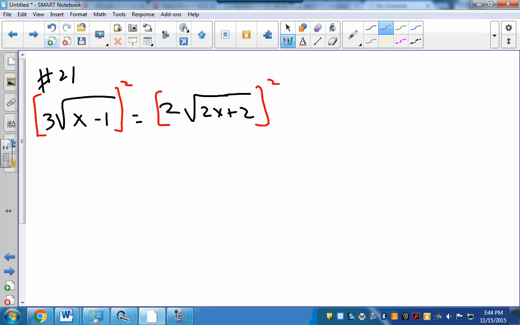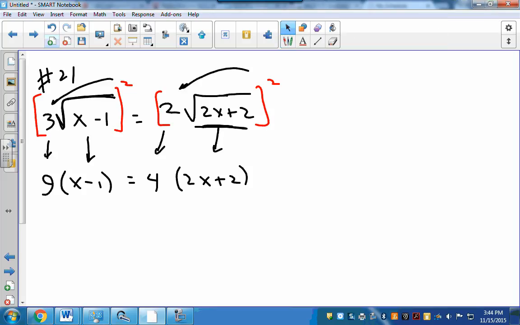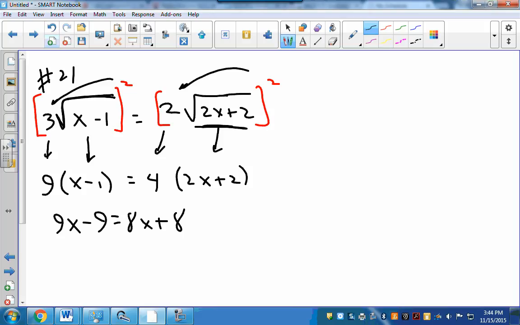I think the author's bent on this is to leave the coefficient there and just square. When you do, square the coefficient along with the radical. So we're going to square both sides. This gives us 9 times x minus 1 and 4 times 2x plus 2. When you square the radical, that just gives you this, but you also have to square the 3, and that gives you the 9. Same thing on the other side. Squaring the radical just gives you that, but you do have to square the 2, and that gives you the 4. Okay, so this doesn't look too bad. It looks linear now. We have 9x less 9 is 8x plus 8. So subtracting 8x's, we get x is 17.